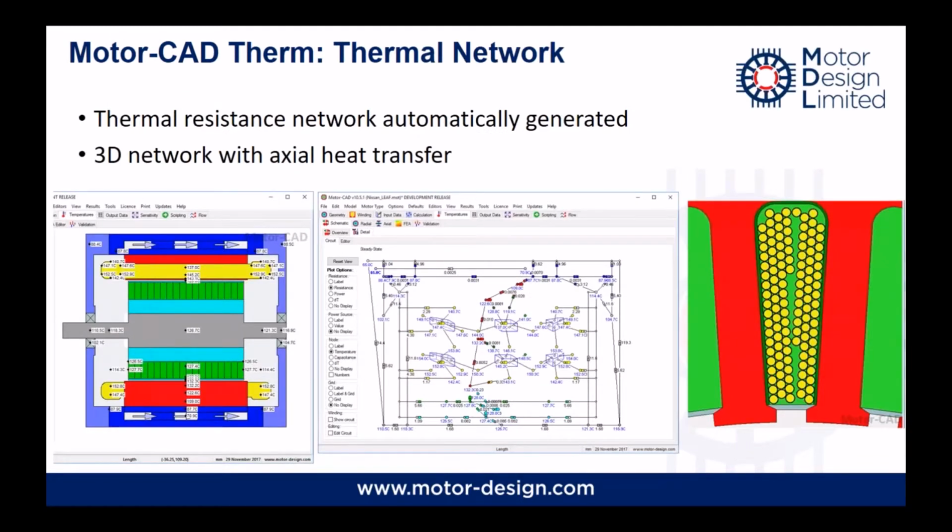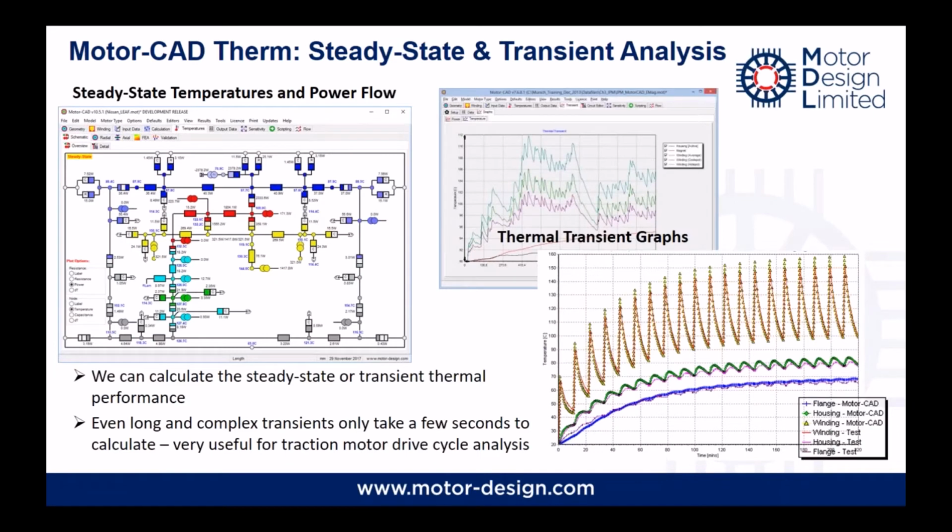The thermal resistance network that's automatically set up is a three-dimensional network. So it's a three-dimensional analysis that includes things like cooling in the end space, cooling of the end windings, the effect of the rotation on the airflow, and the heat transfer in the axial directions of the machine. Using Motor-CAD, you can do both steady state analysis or continuous performance analysis, or transient as well, using either simple duty cycles or more complex duty cycles, and we'll demonstrate some of these later on.